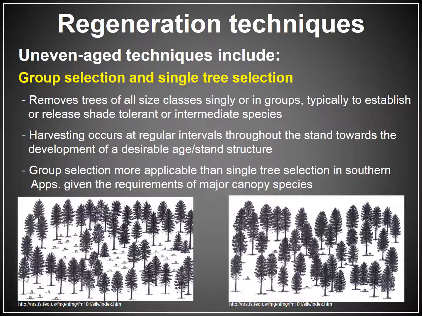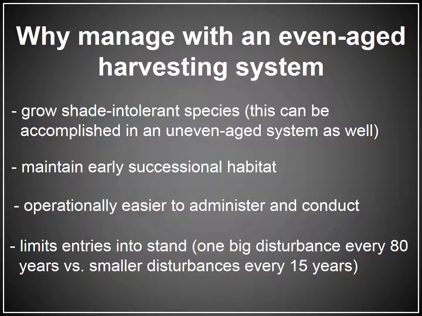Single tree selection systems are employed in regions like New England and parts of the lake states where shade-tolerant species like sugar maple and red spruce are both abundant and ecologically and economically important. And so it's important to recognize why we choose one harvesting system over another.